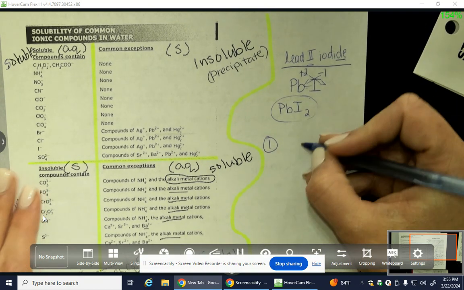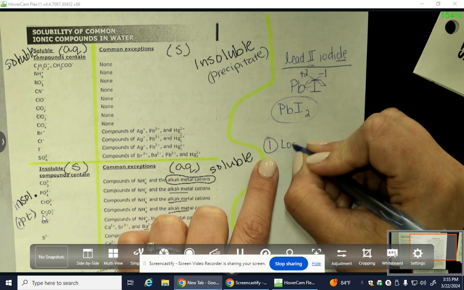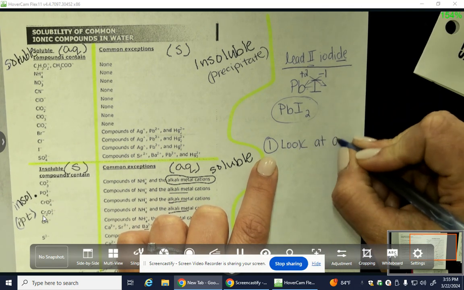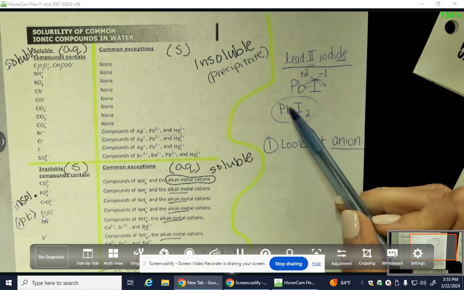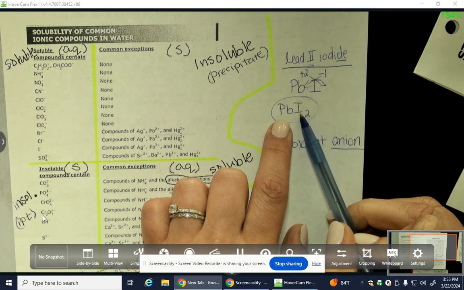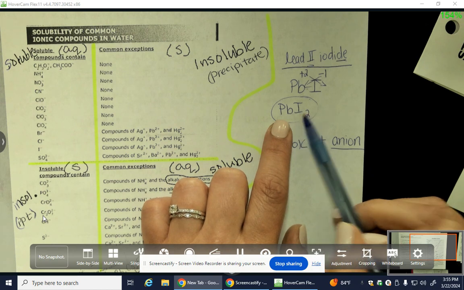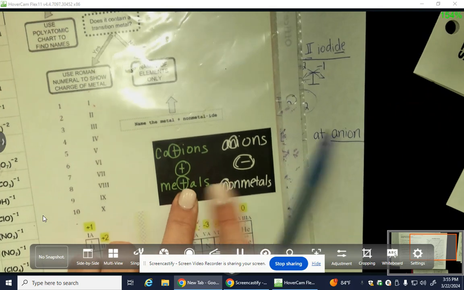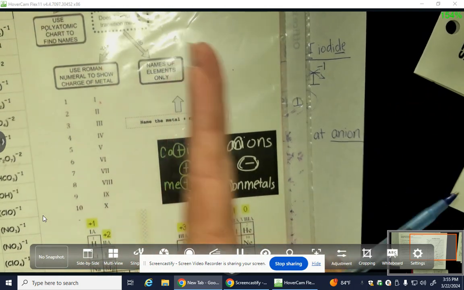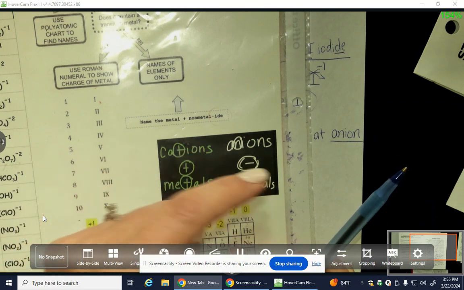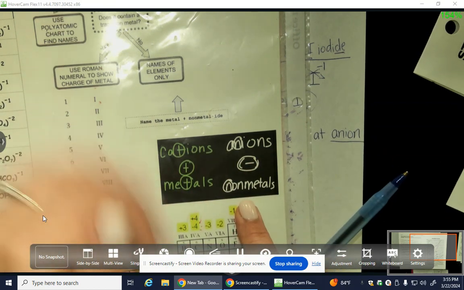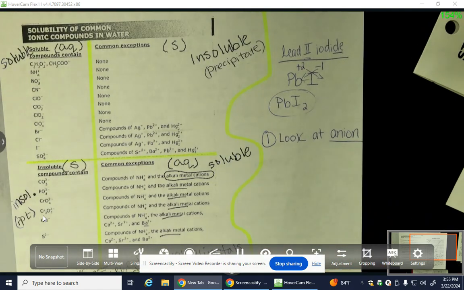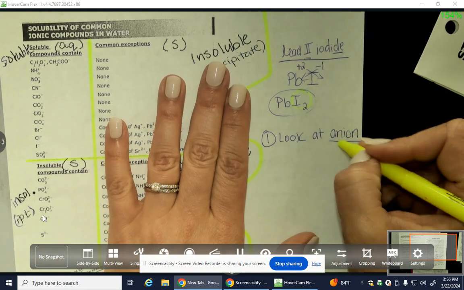All right, so now we have to figure out the solubility. So first step, look at the anion. Okay, so out of lead and iodine, which one of those 2 is the anion? So the place to look for this is here, right? Anions and cations. Okay, so cation, listen first, anions, listen second. Another thing to think of, positive charge, negative charge, metals, non-metals, you have 3 ways to think of it. So which one of those 2 is my anion? Iodine, thank you. All right, cool. So that's my anion, okay?